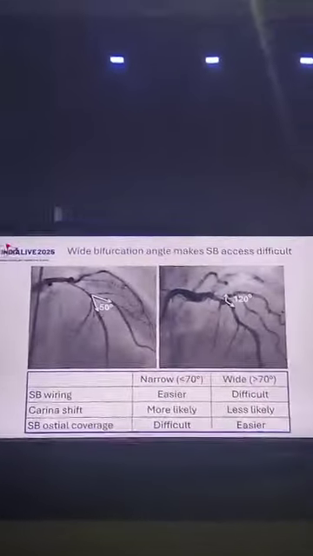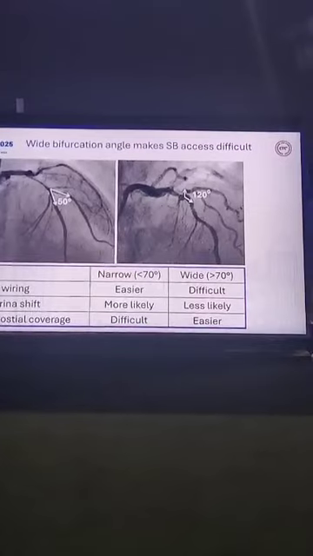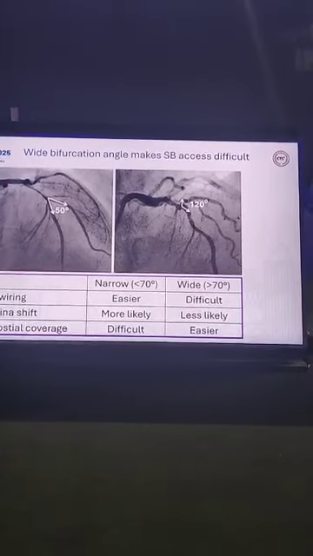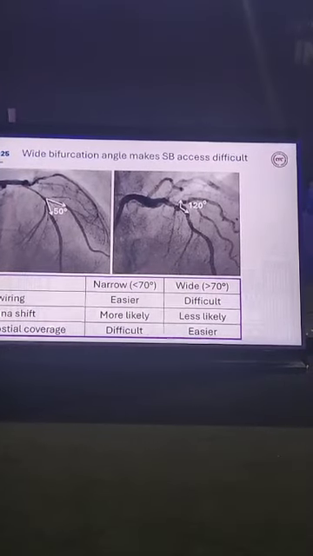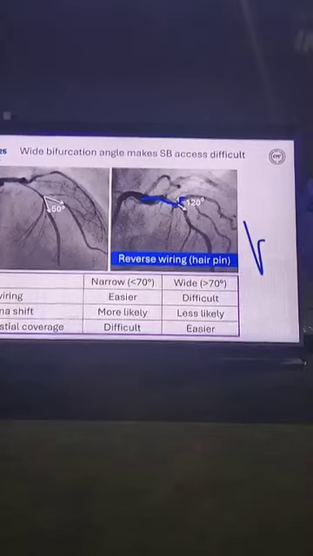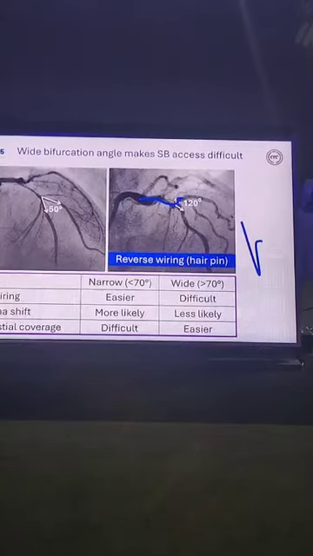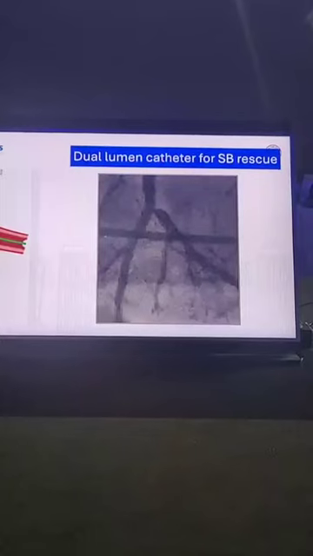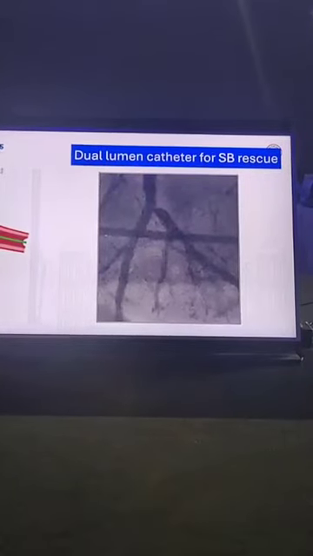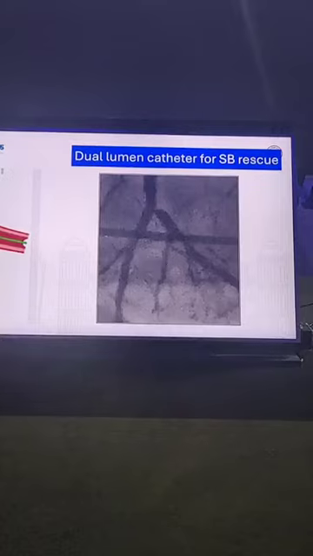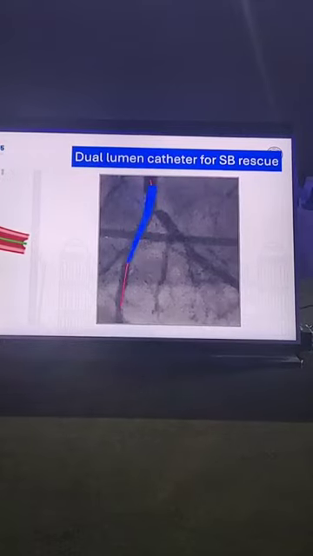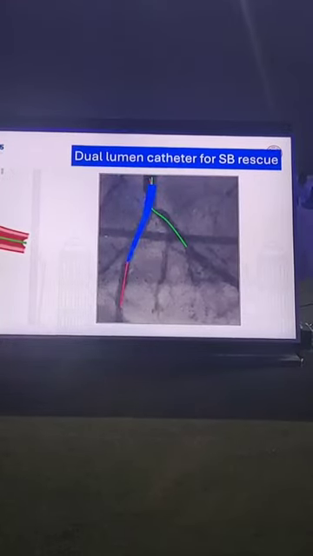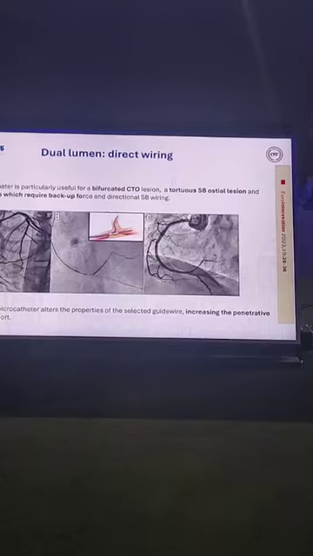The opposite is the case with a narrow angle, where it's easy to wire, but it's much more difficult to cover the side branch, and the carina shift is more likely. In this case, we can use a specific technique. When you are in trouble, one of the first approaches will be to try to enter the side branch by using a dual lumen catheter. That is a simple principle.